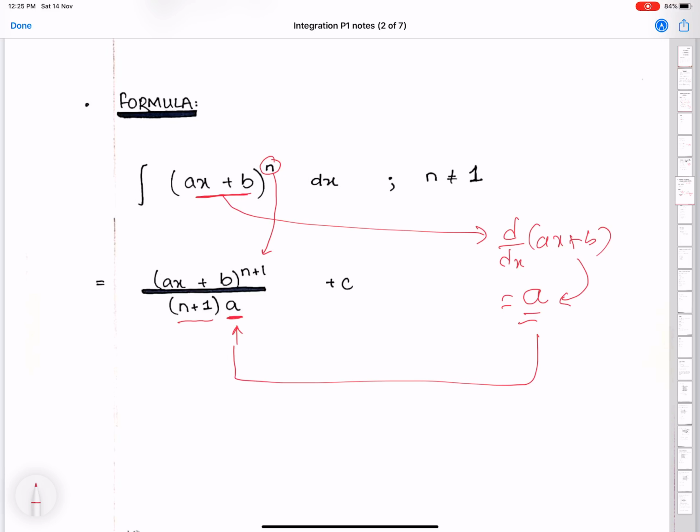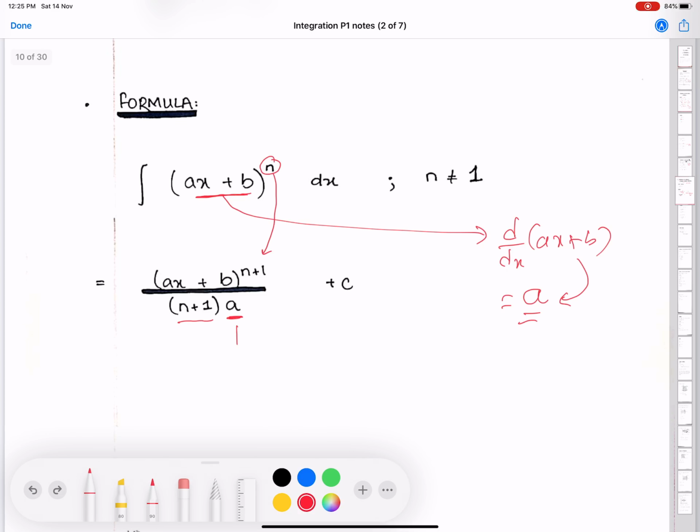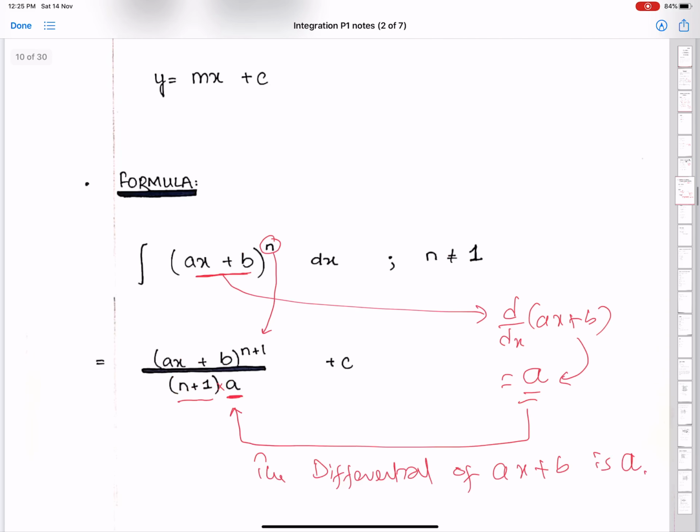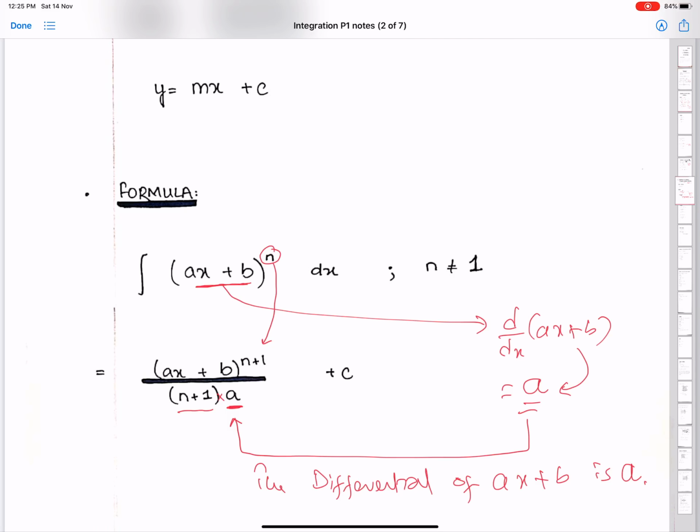This is the differential of the function. So make sure whenever you integrate composite functions, always multiply the resultant power with the differential of the function. This is the differential of the function. This is the rule to integrate composite linear algebraic functions. And this is true for all values of n except minus 1.